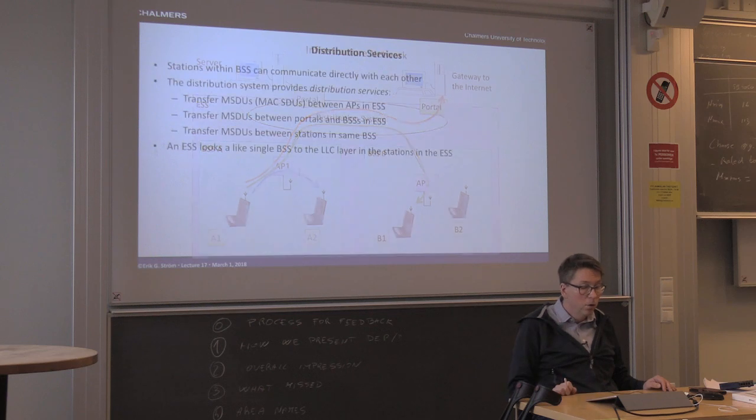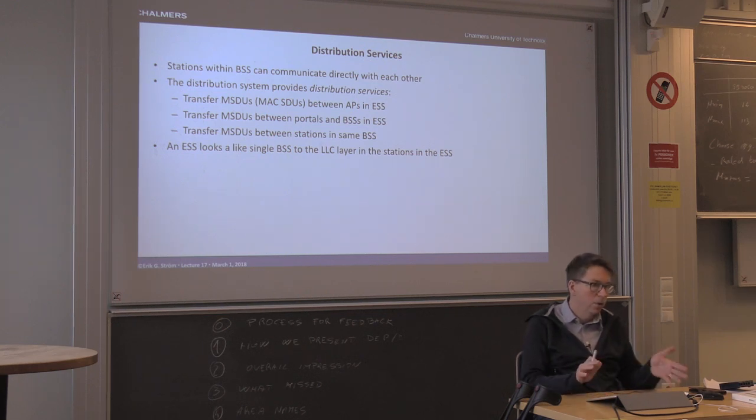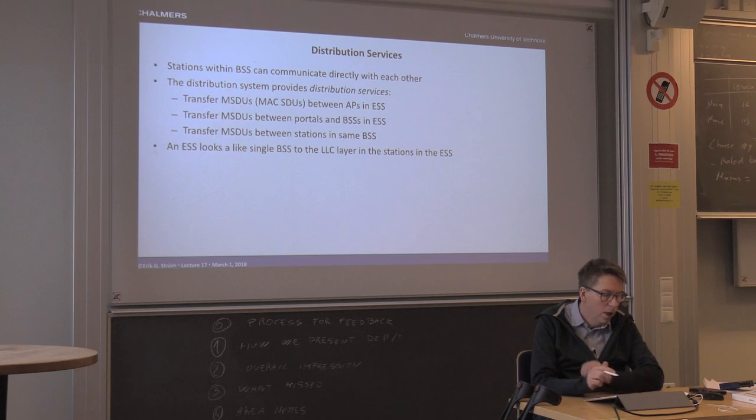Okay, so these distribution services, as I said, let us transfer data between access points in the same extended service set, between portals and so forth. We can move data back and forth. So this is not rocket science. However, for the LLC layer in the station, an ESS, this extended service set, looks the same as a BSS.